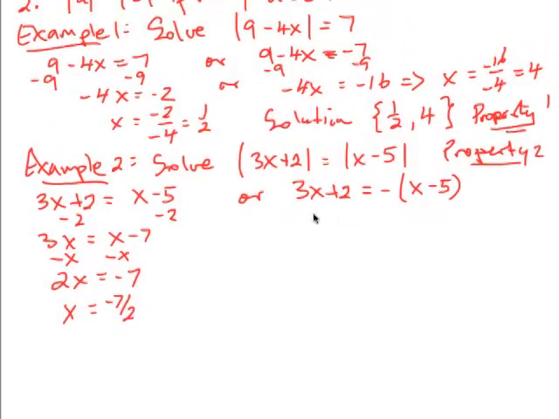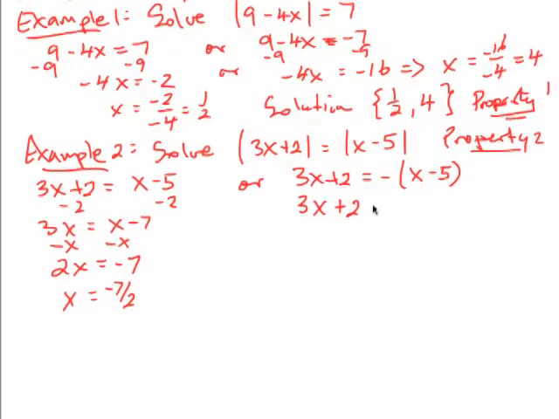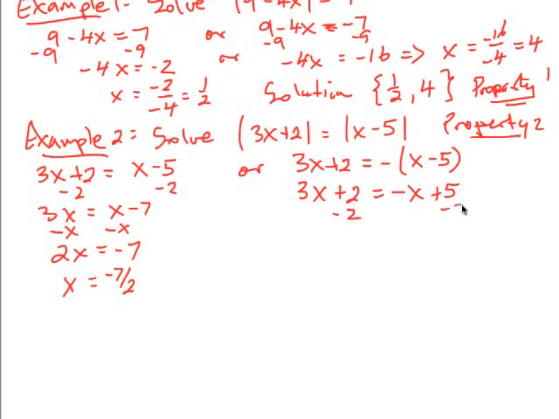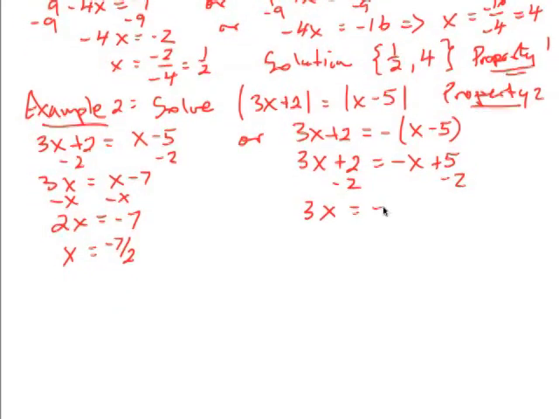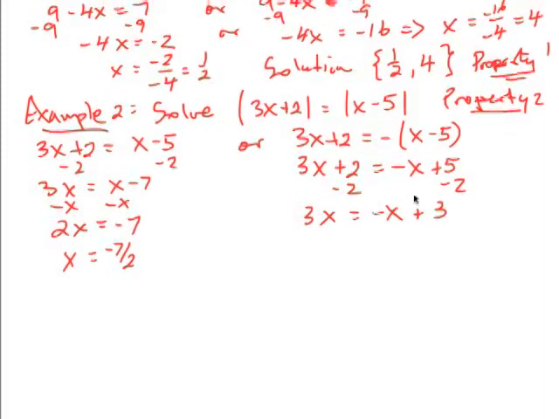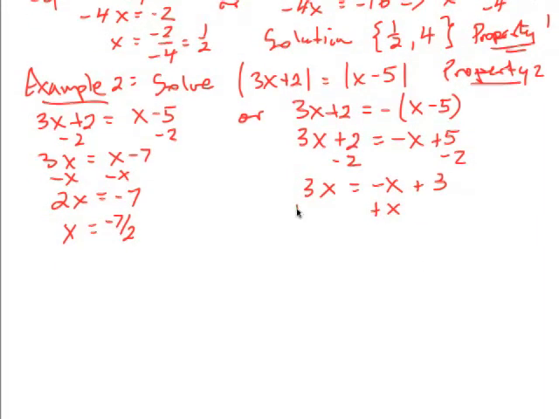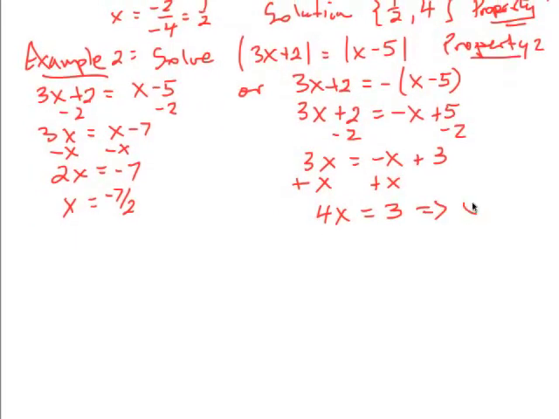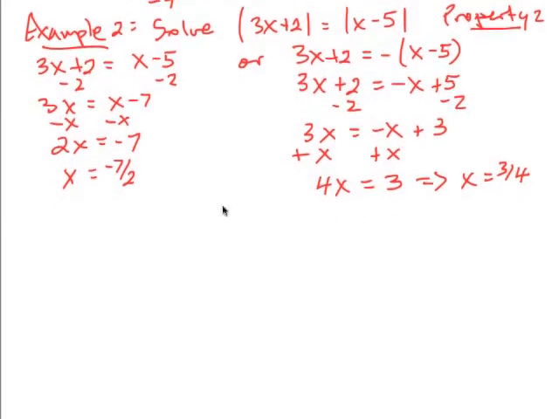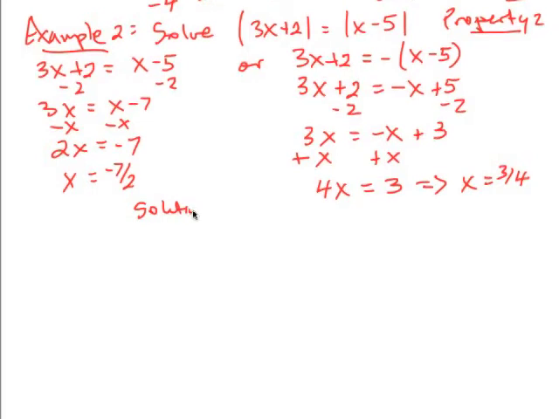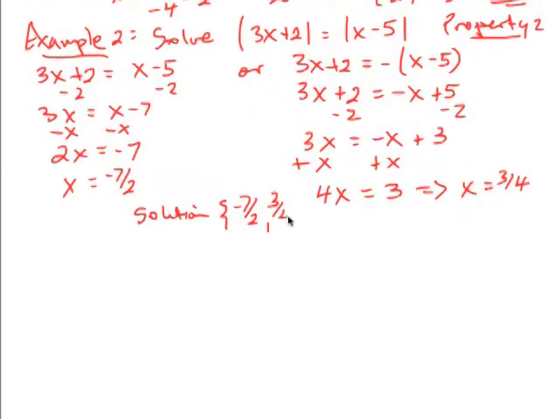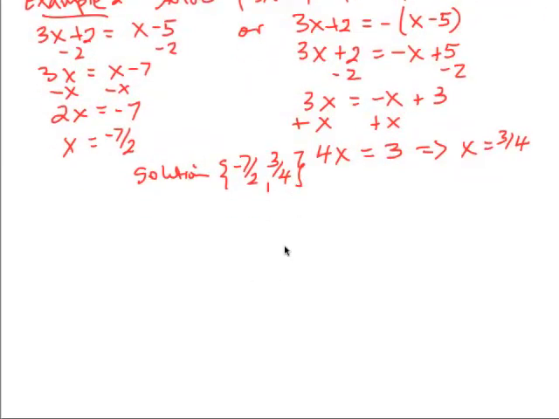That's my first one. In the second, the first thing I must do is distribute the negative, so I'd have negative x plus 5. So I subtract 2 from both sides, and I'd have 3x is equal to negative x plus 3. Now I add x to both sides, so I'd have 4x is equal to 3, and this implies that x is equal to 3/4. So notice that our solution again is two exact numbers, which are negative 7/2 and 3/4. So that's how we do those particular types.